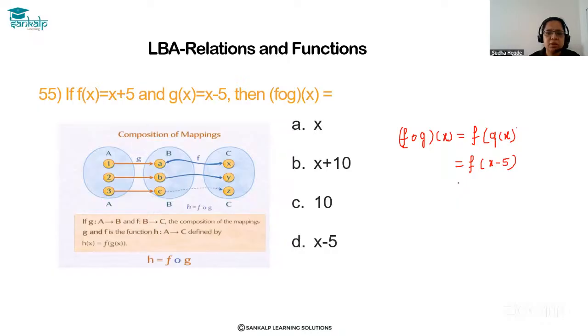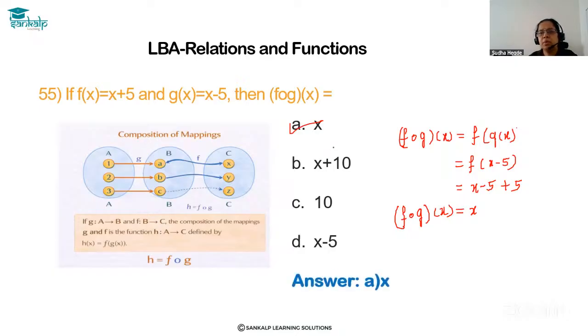But f of x is equal to x plus 5. Replace x by x minus 5. So it is x minus 5. In place of x, you have to write x minus 5. Plus 5 will be as it is. Therefore, it is x. So f composition g of x is equal to x. Check the options. Clearly, option A, x is the correct answer. Thank you.